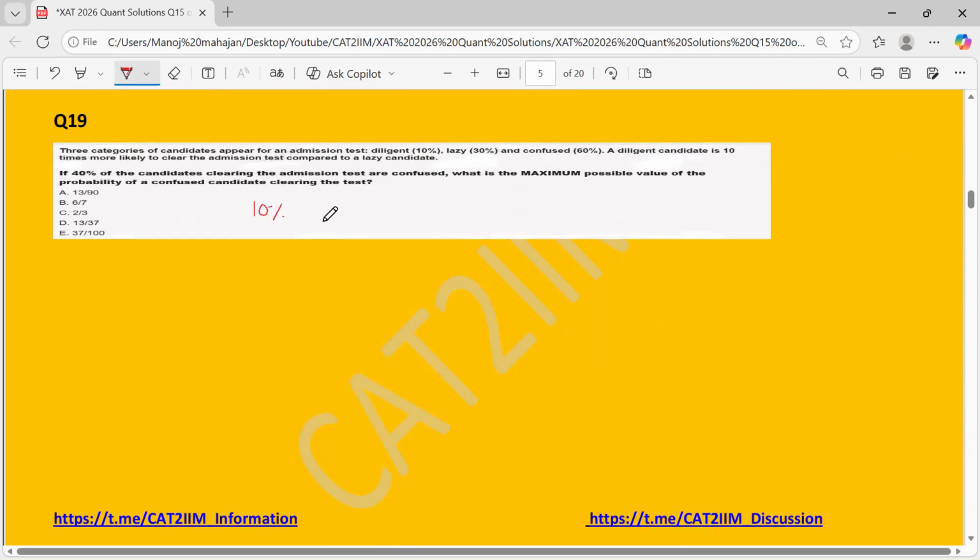diligent. We have 10% out here, 30% for the lazy, and 60% for the confused. So this is what we have, right? Now, what is given is that a diligent candidate is 10 times more likely to clear the admission test compared to a lazy candidate, right?